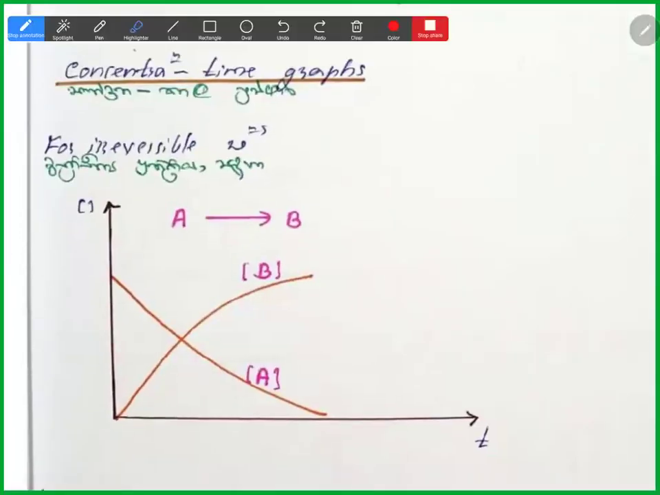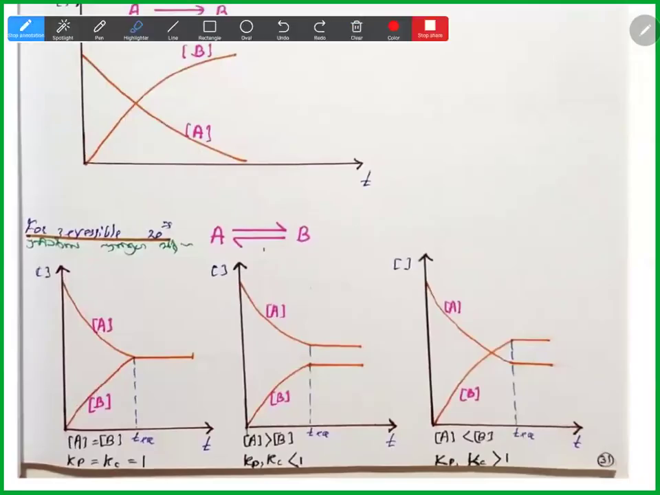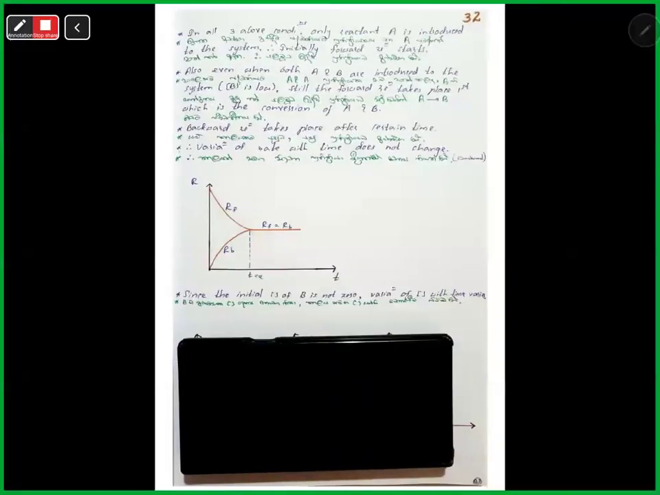If you go with a normal, irreversible reaction, the product concentration is continuously increasing and the reactant concentration is continuously decreasing. But for reversible reactions, concentrations become constant after a particular time. Maybe both concentrations become equal, or maybe the reactant is still high, or maybe the product is still high. Okay, so if both are equal, Kp or Kc is supposed to be equal to 1. If the product is high, Kp or Kc is greater than 1. If the product is low, Kp or Kc is less than 1. Are you understanding?